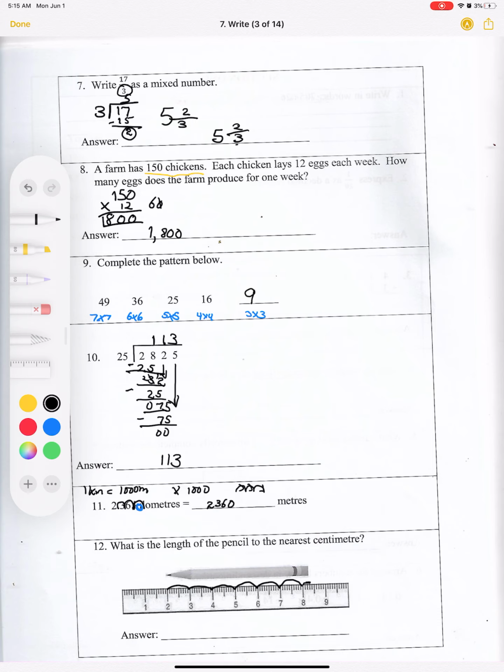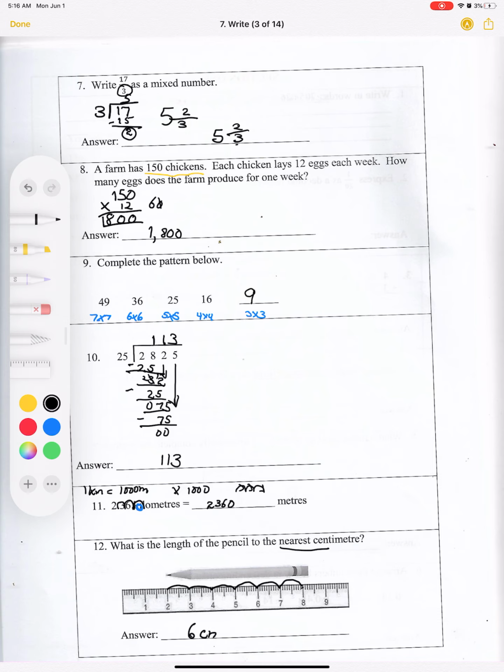Alright? They said to the nearest centimeter. This is such a little bit, it hasn't reached half or greater than half, so we can disregard it. Let's disregard it because they said to the nearest whole centimeter. So the answer is, oh my gosh, 1, 2, 3, 4, 5, 6.